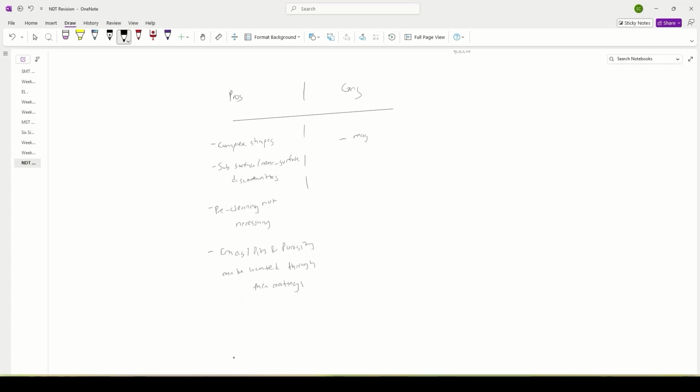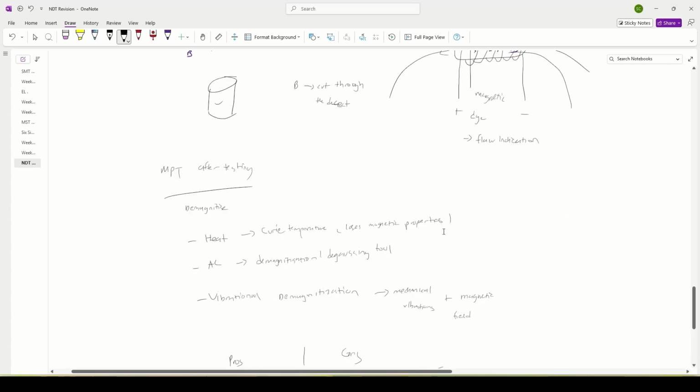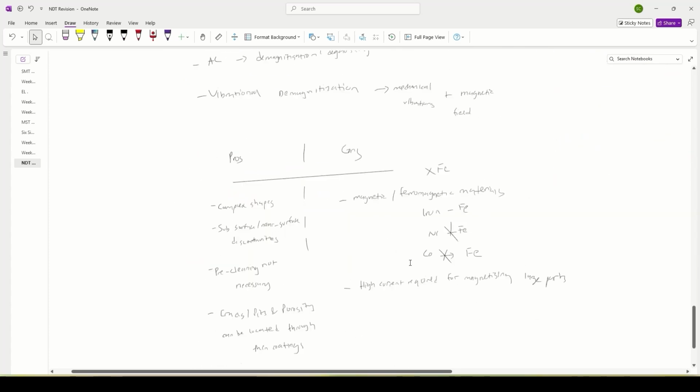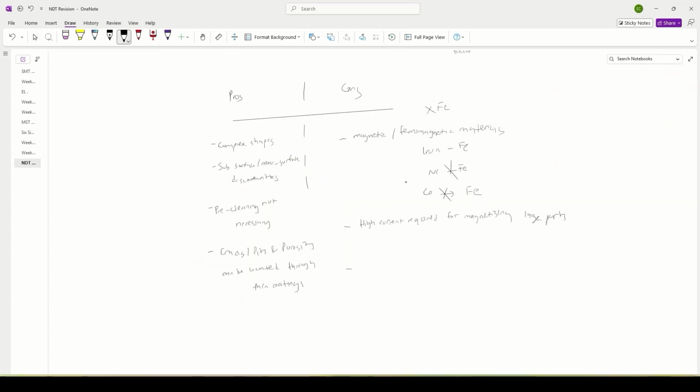However, notice that we use magnetism, so we have to use ferromagnetic materials. Ferromagnetic materials doesn't mean it contains Fe. It can be iron, of course, nickel, and cobalt. Nickel and cobalt don't contain Fe, so obviously ferromagnetic doesn't equal Fe. High current is needed for magnetizing large parts. And most importantly, you don't know where the defect is located.